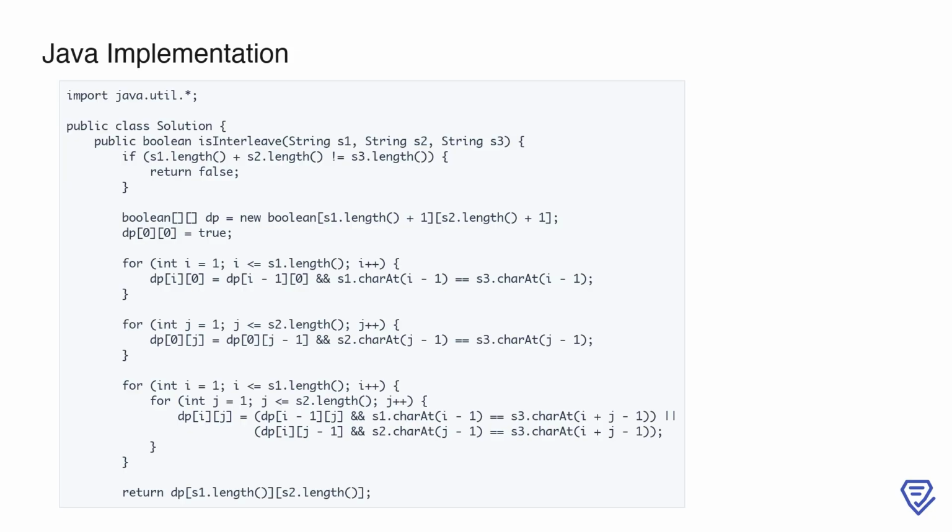Then, we fill out the first row and first column of the DP table. For the first row, we check if each prefix of S1 matches the corresponding characters in S3. Similarly, for the first column, we validate prefixes of S2 against S3. These base cases ensure that we correctly initialize our table for further processing.